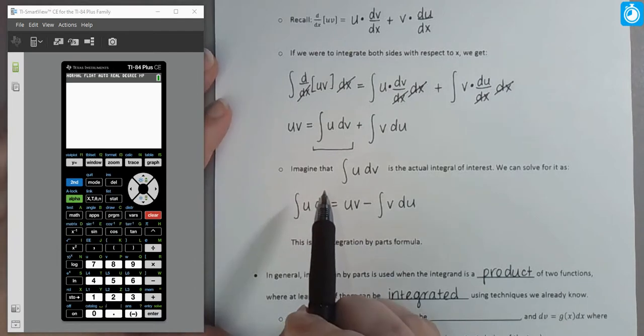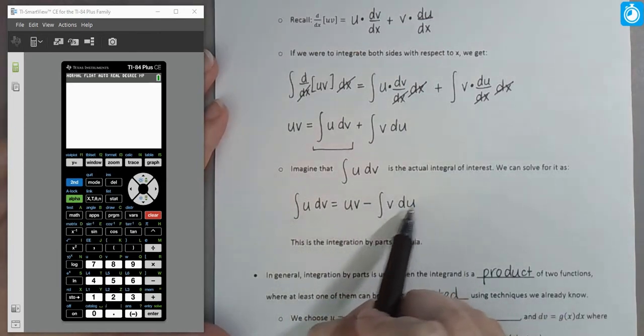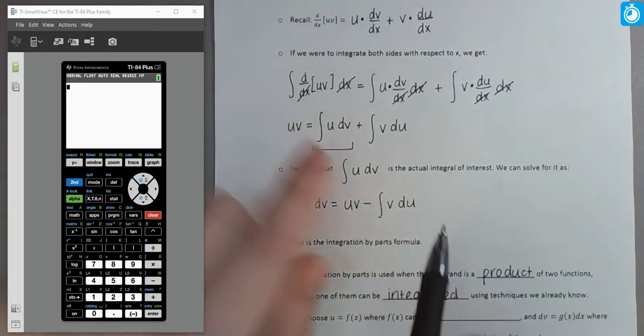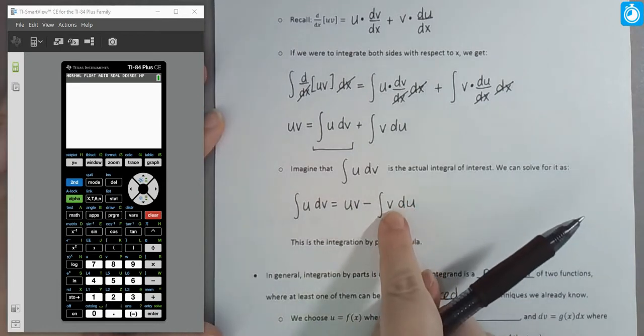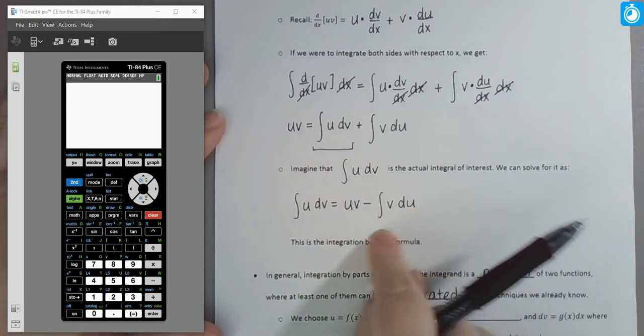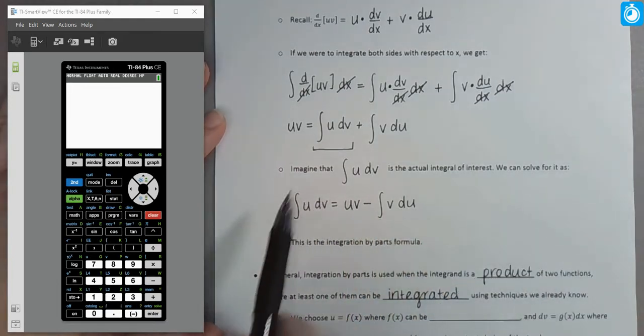But think of this as the challenging integral. This is the one that we don't currently have a technique to solve for. But if we can use this formula to rewrite it in terms of just two individual functions, no differentials involved, and another simpler integral, think of this as a simpler integral that's generated from the information we get from our original integral.